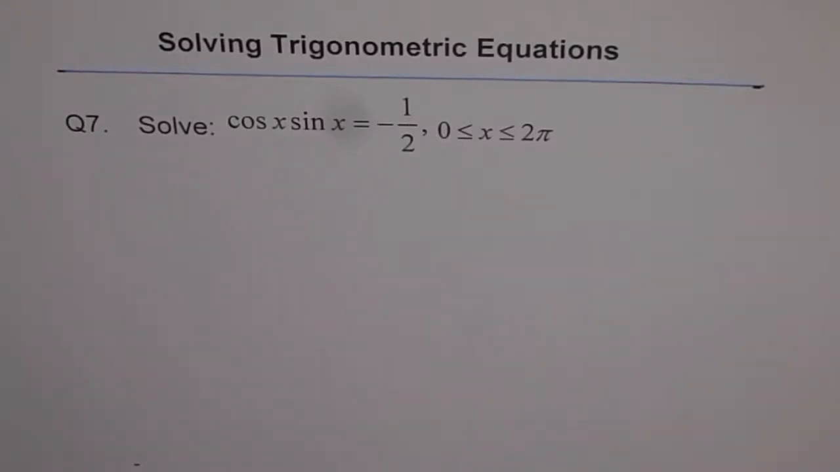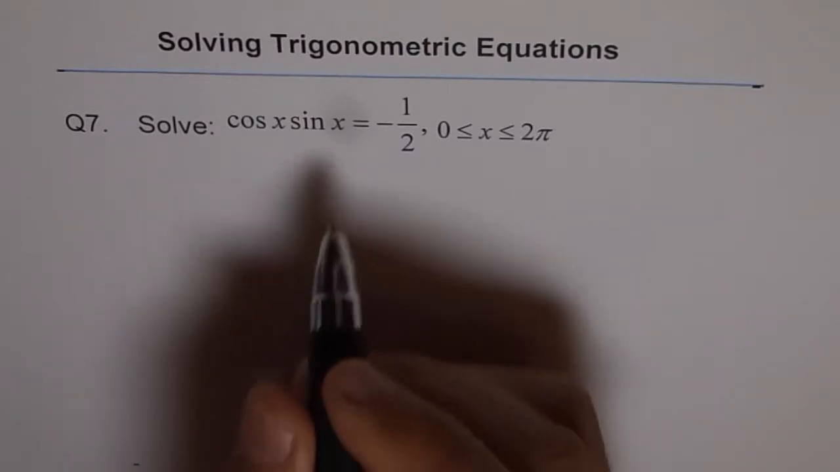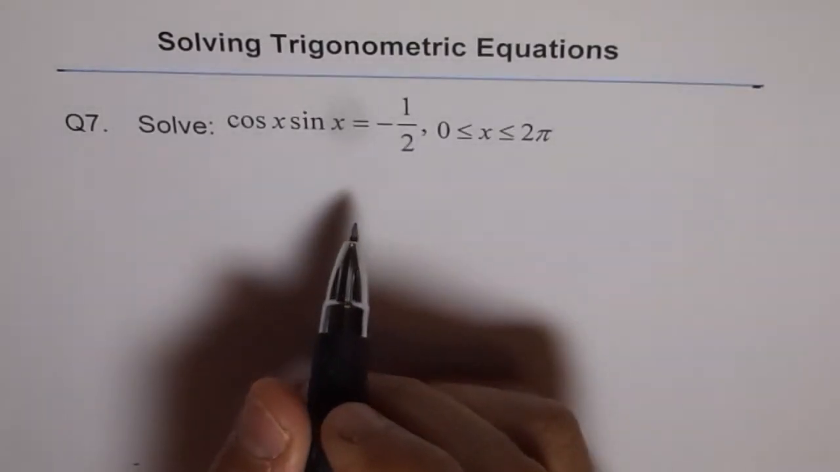Solve trigonometric equations. Question 7. Solve cos x sin x equals minus half. Now we are into some very interesting trigonometric equations, and you will see how the results are very different from normal equations. This one is also a very interesting example, and there is a unique way of solving it.